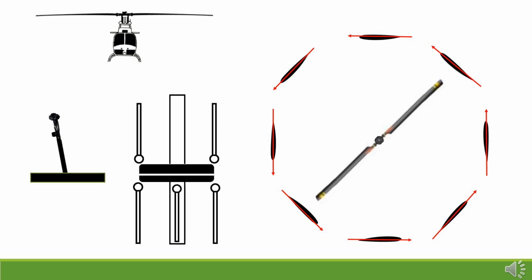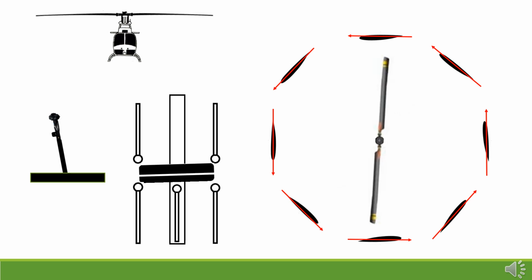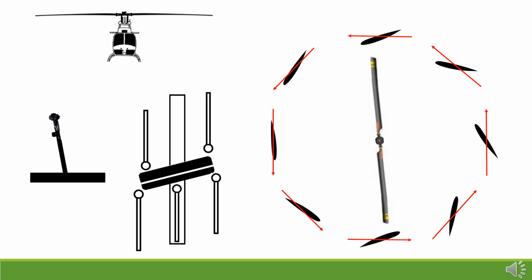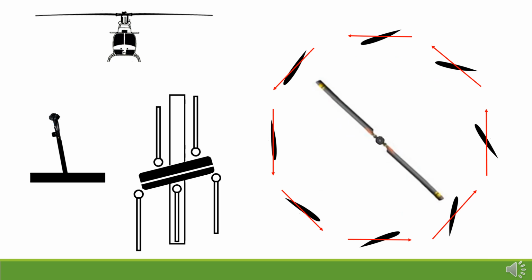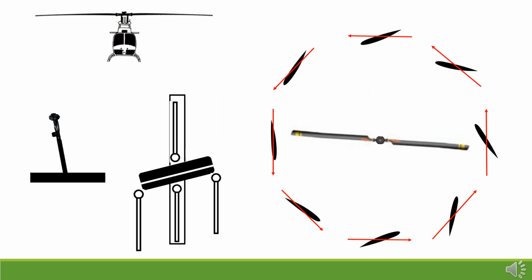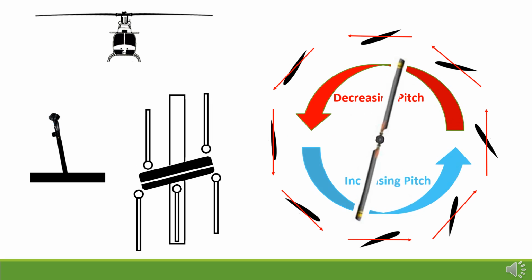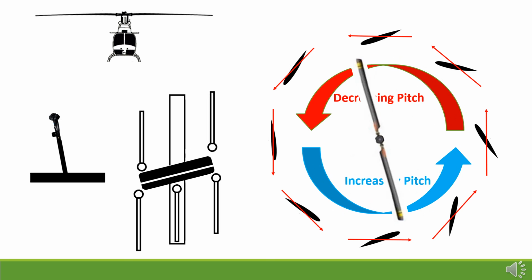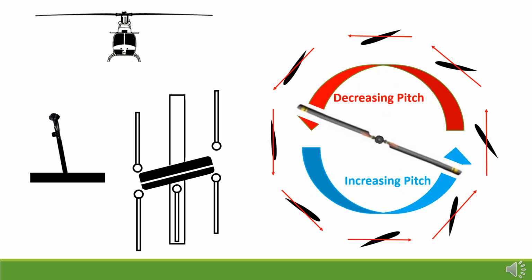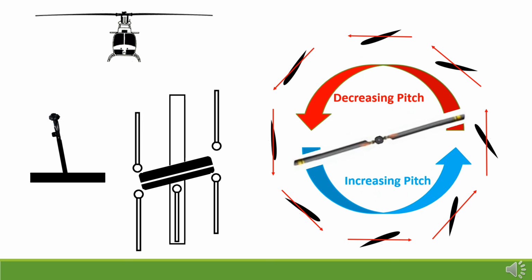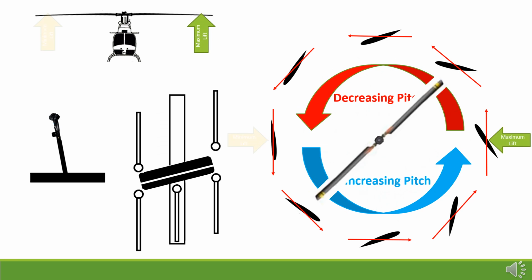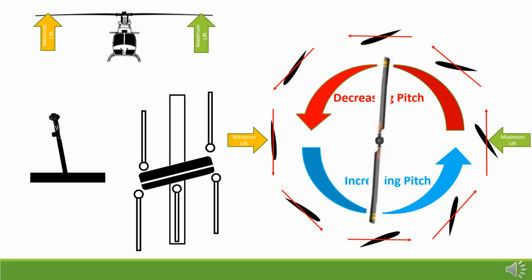To make the helicopter move to the right, the pilot would move the cyclic control to the right. Moving the cyclic to the right causes the swash plate to tilt to the right. This causes the connecting rods to decrease pitch of the rotor blades as they move toward the right side of the helicopter and increase pitch as they move toward the left. This action tilts the rotor disc to the right, with maximum lift toward the left side and minimum lift toward the right side of the helicopter.